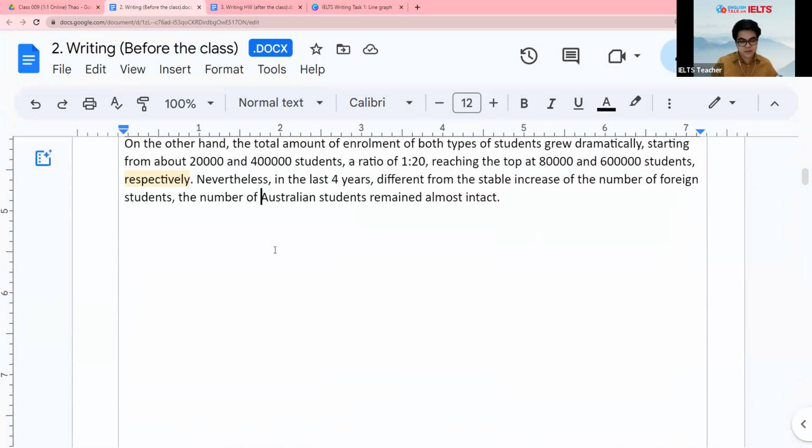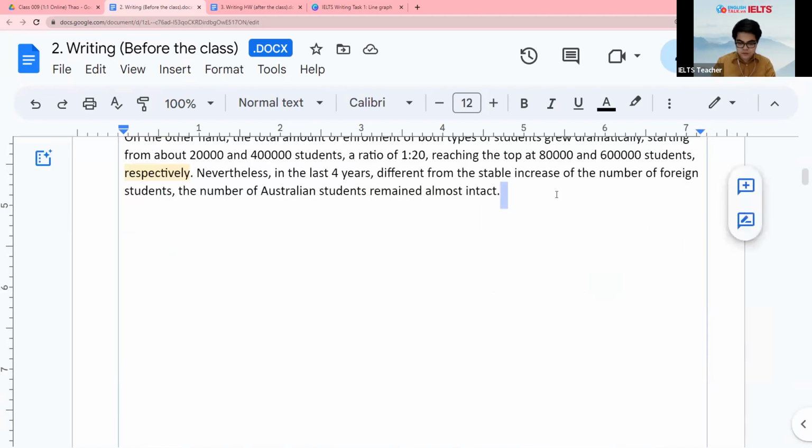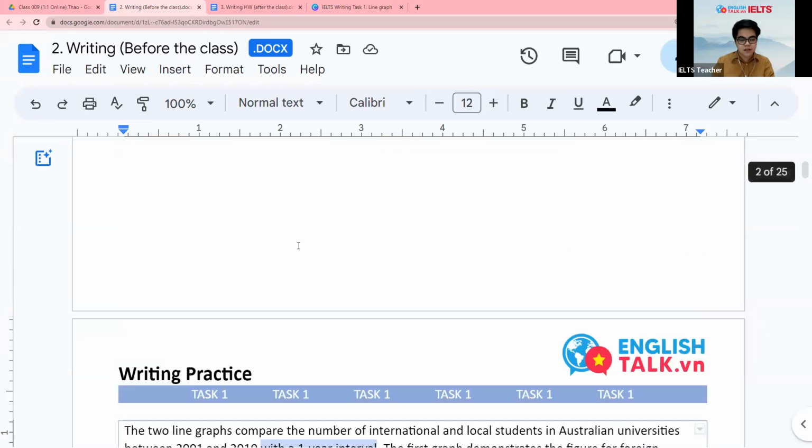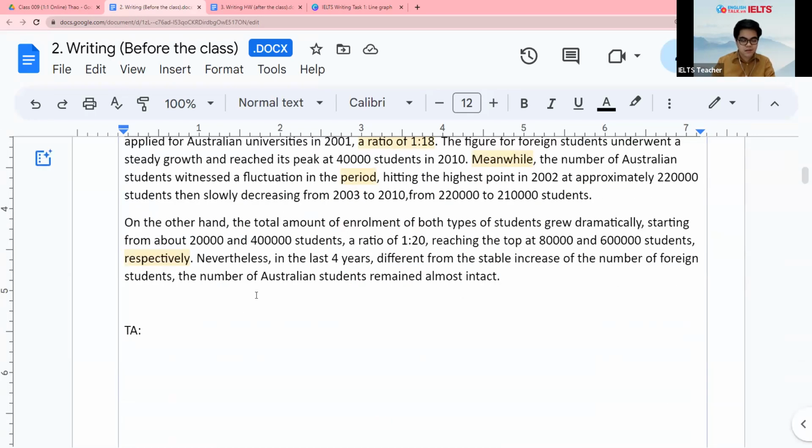Okay, very good, well written. So, task achievement: were you able to analyze and summarize the main features that should be in the essay? If yes, of course, task achievement 8.0. I can even give you 9.0 for task achievement.